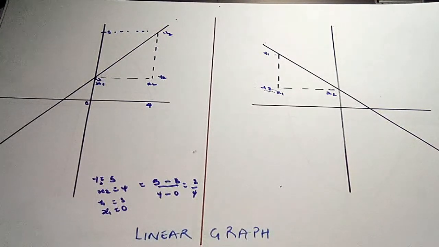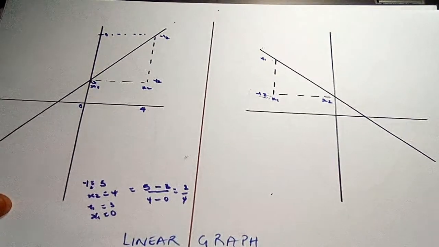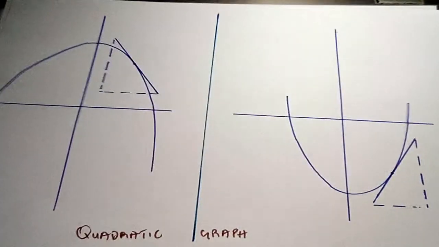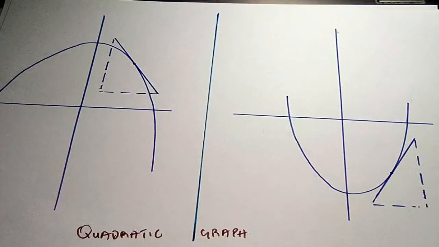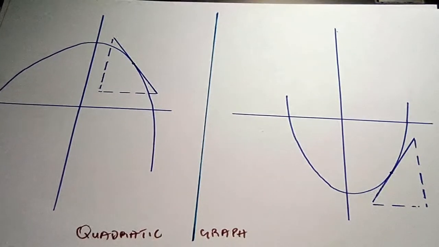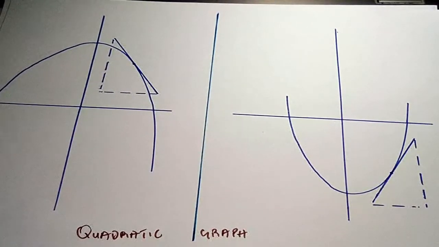Now, most times that question involves a curve. Now, this is an example of a curve. A quadratic graph normally involves a curve. So they could ask you to find the gradient at a point where x is equal to 3, or a point where x is equal to 4, or something like that.